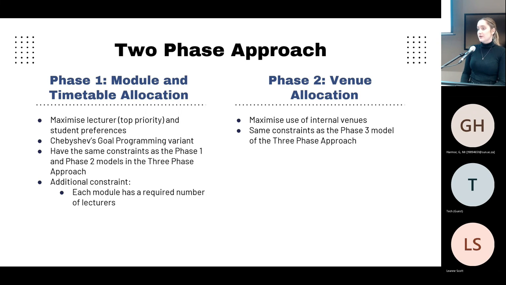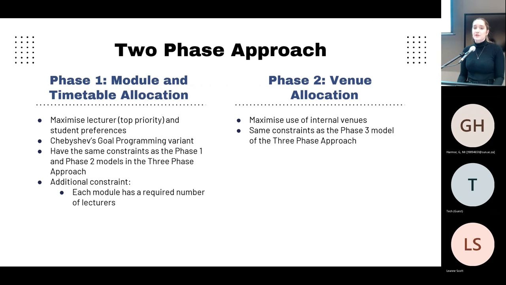All our coding was done in R. We used the RJLPK package and the GLPQ solve LP function. And we tried to make this model as adaptable as possible, so the user of it could change any of the lecturer, module, or venue information. They could add or take away.